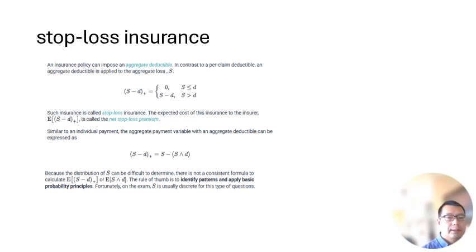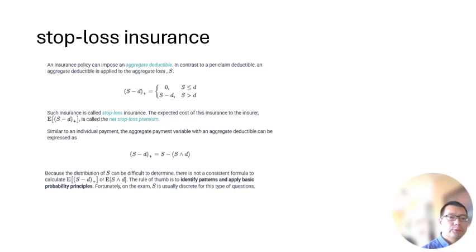The expected cost of the insurance to the insurer is called the net stop loss premium. Similar to an individual payment, the aggregate payment variable with an aggregate deductible can be expressed as (S - D)+, which will be equal to S - (S cap at D).